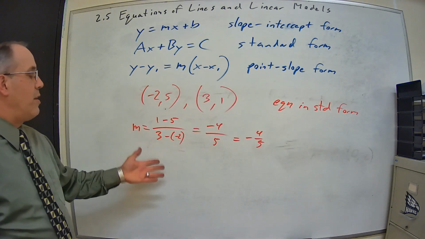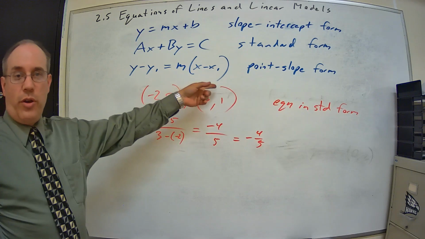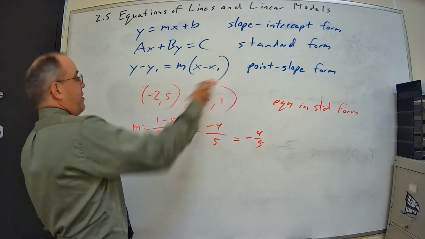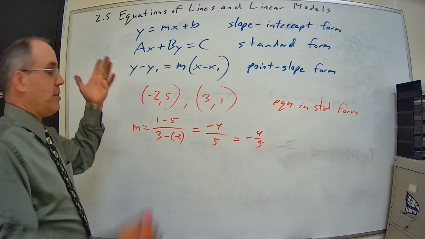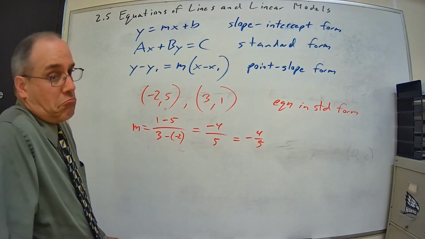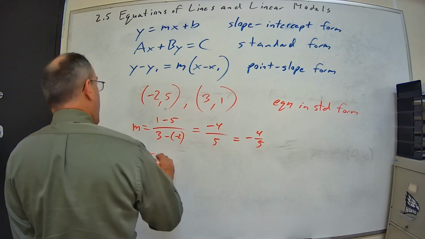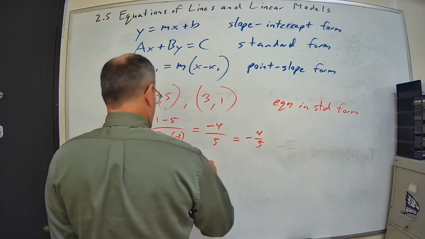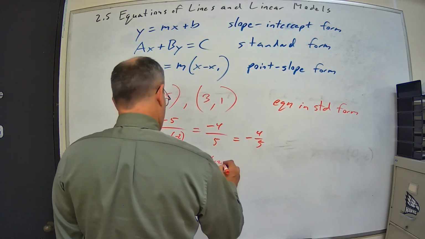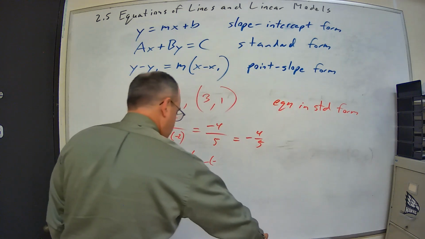So that's a good start. And then, now that we have a slope, we just need to choose one of the points and put it into this equation. So I'm going to choose this one just because it's the first one. Why not? So y minus 5 is equal to negative 4/5 times x minus negative 2. Make it so I can actually see that negative 2.